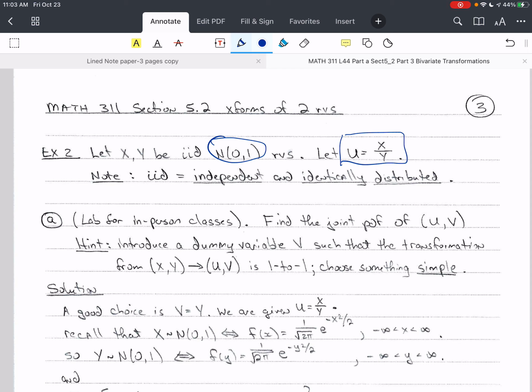Remember that IID says independent and identically distributed. This independence will help us get the joint PDF of x and y.